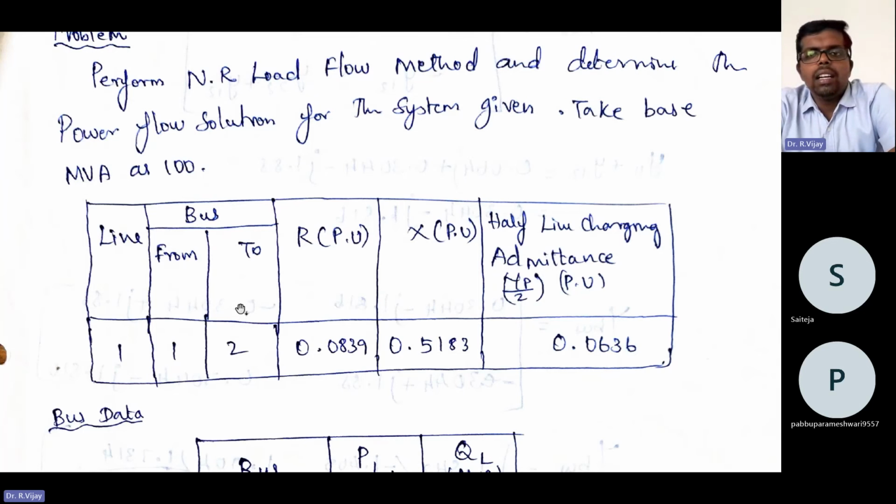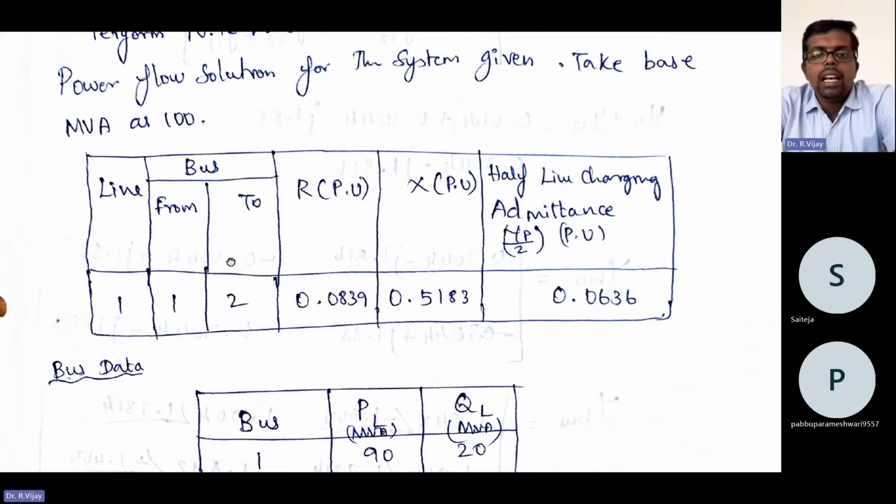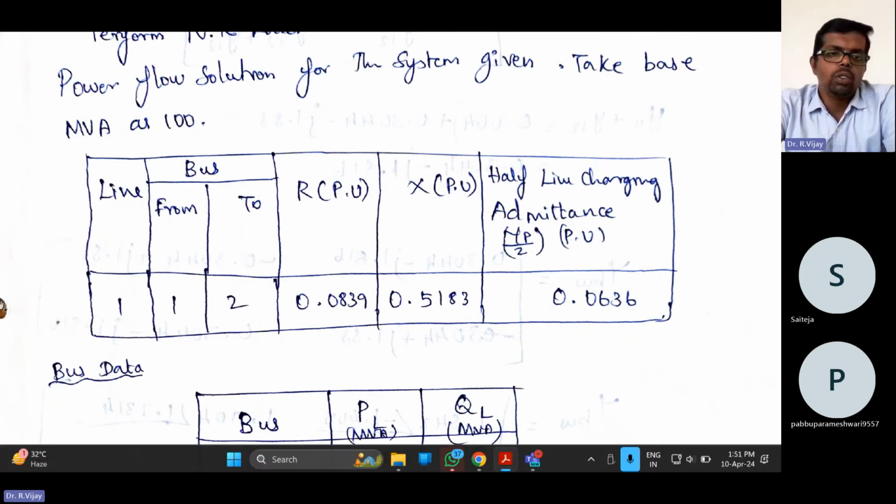Maximum they will give only 2 buses, because if it is the Newton Raphson method, the algorithm is longer and the time taken for solving the problems also will be more. So in your exams, they will ask only a 2 bus system, sometimes three also. That might take some time, because a 3 cross 3 matrix will come. That matrix and all will take some time, but the maximum they will ask is 2 buses only.